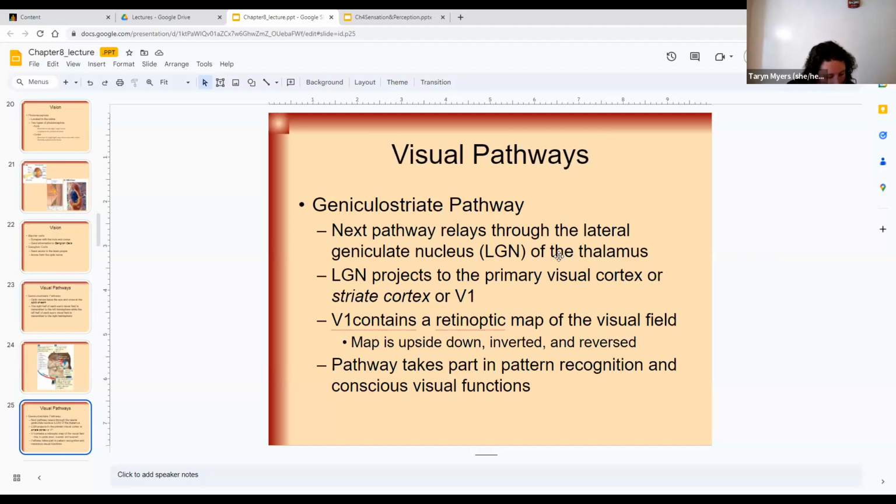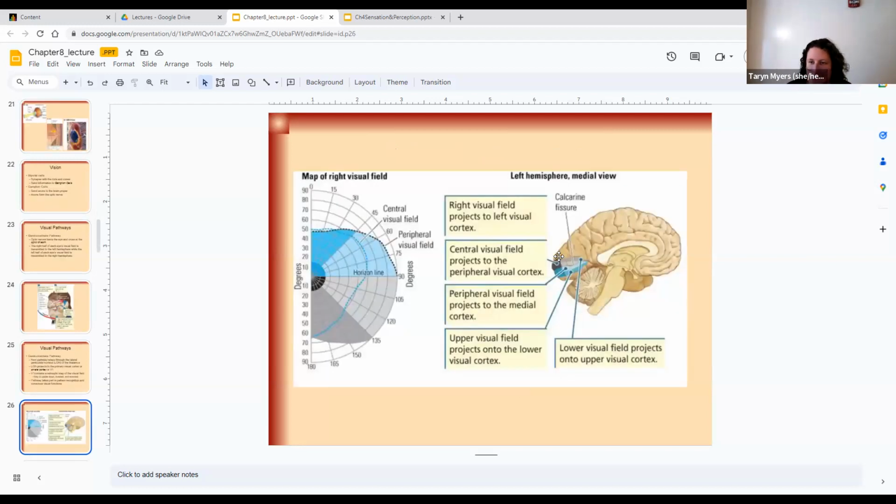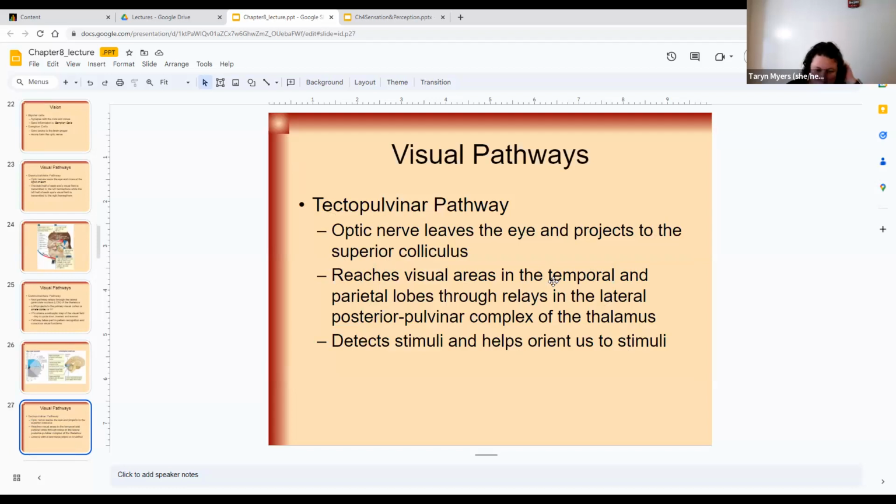And then the next pathway relays through the lateral geniculate nucleus, or the LGN. And it sort of has this map of the visual field and allows you to sort of map things onto that visual field, and that helps you perceive where they are relative to each other, things along those lines. And again, this idea that we might have like an upper and a lower visual field, as well as a right and left.